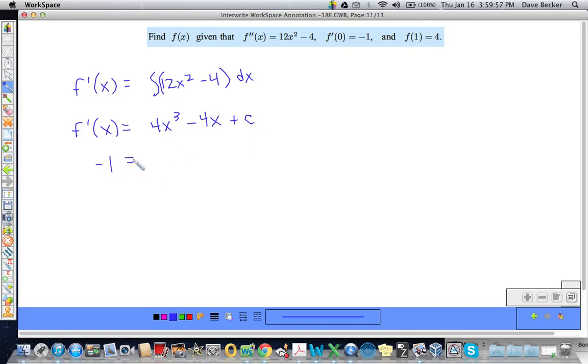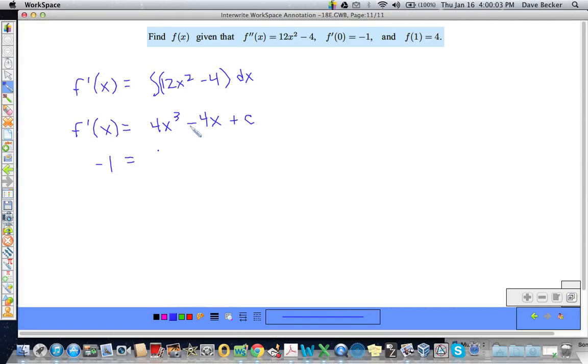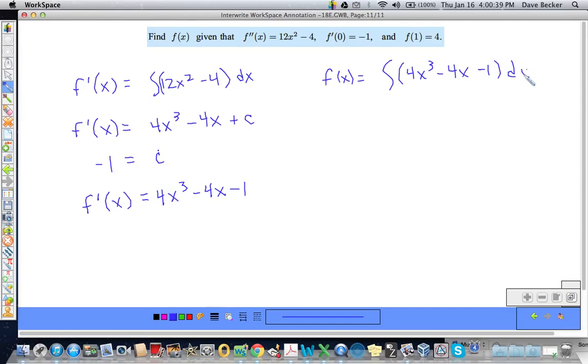So -1 is equal to, let's see, 4 times 0 is 0 minus 4 times 0 is 0, so that's simply going to be equal to c, which means that the first derivative is equal to 4x cubed minus 4x minus 1. Easy peasy pumpkin pie. Okay, so now to find f of x, I take the integral of the first derivative. So f of x is going to equal the integral of 4x cubed minus 4x minus 1 dx. And this is an easy one to take.